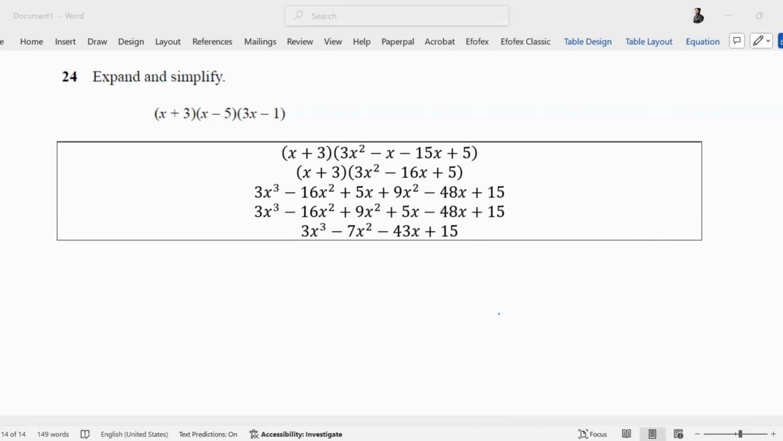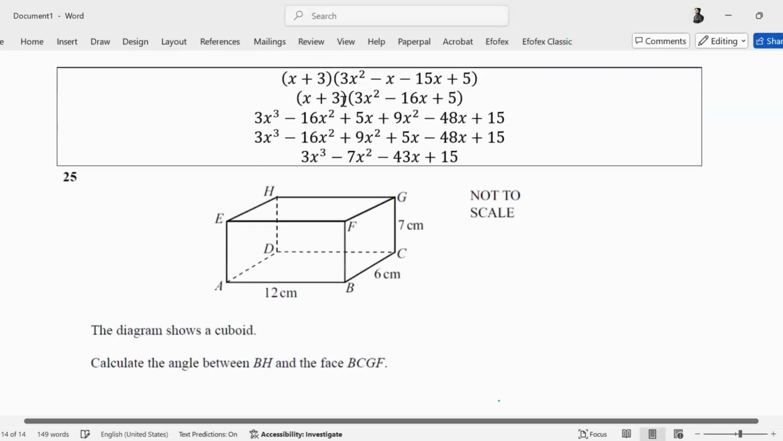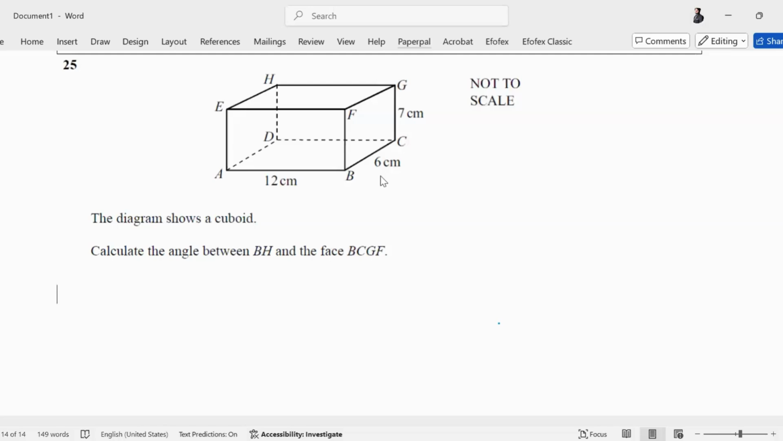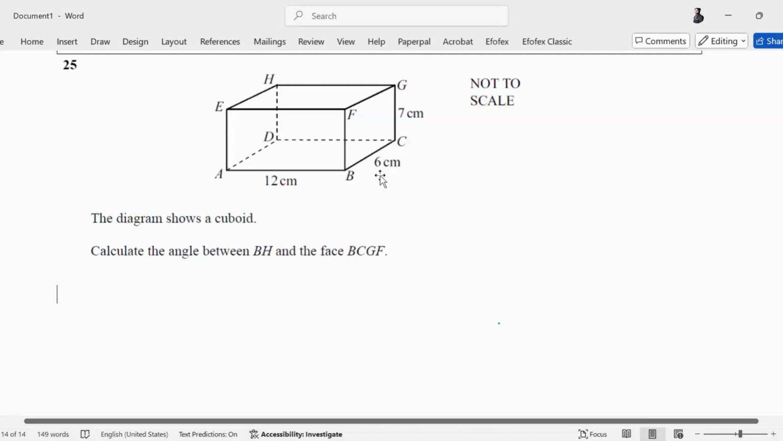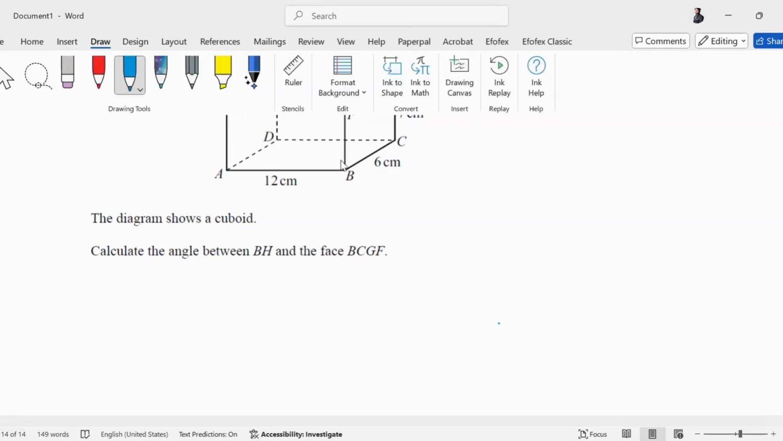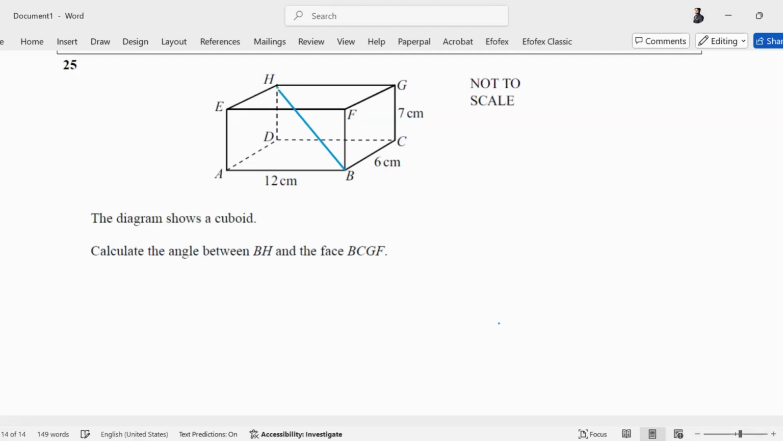Moving on to the next one. Okay, the diagram shows a cuboid. Calculate. Now the cuboid, every face makes an angle of 90 degrees with the other face. So in order to find the angle between BH, the angle B to H, the angle between BH and the face BCGF.